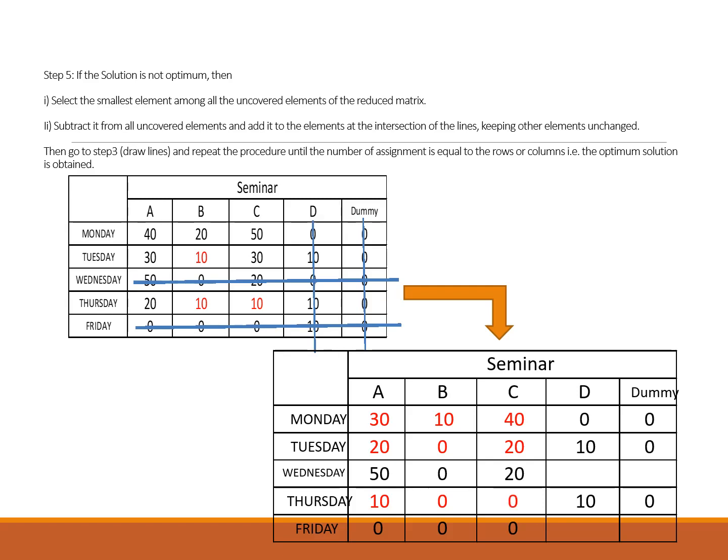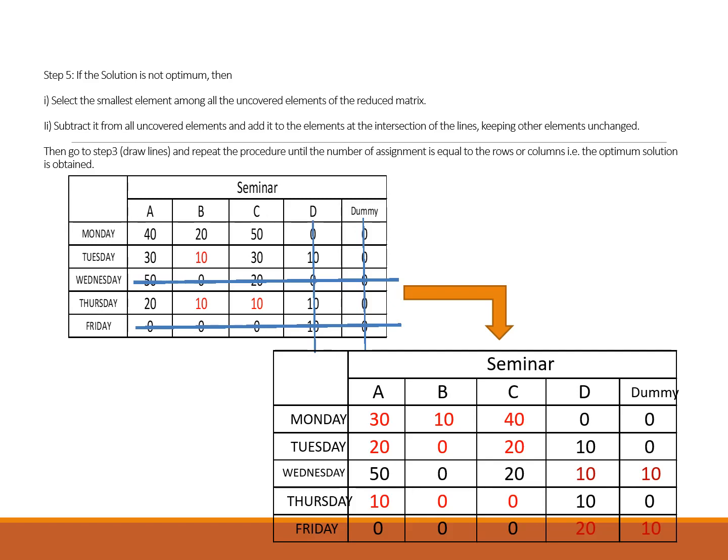And where the lines intersect, here you need to add the minimum value. So 0 plus 10, 10. Again 0 plus 10, 10. Again 10 plus 10, 20. 0 plus 10, 10. So here we completed our step number 5.